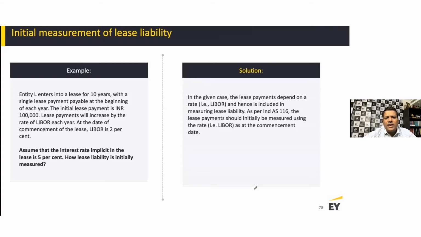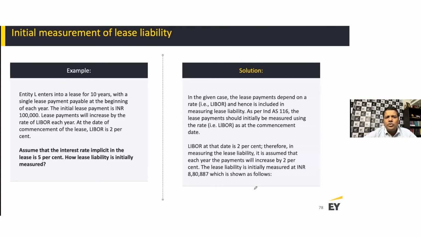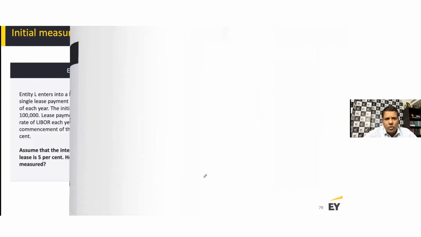In the given case, the lease payment depends on a rate and hence is included in measuring the lease liability. As per Ind AS 116, the lease payment should initially be measured using the rate as at the commencement date. So LIBOR at that date is 2%. Therefore, in measuring the lease liability, it is assumed that each year the payment will increase by 2%. The lease liability is initially measured at INR 8,80,887, which is as follows.